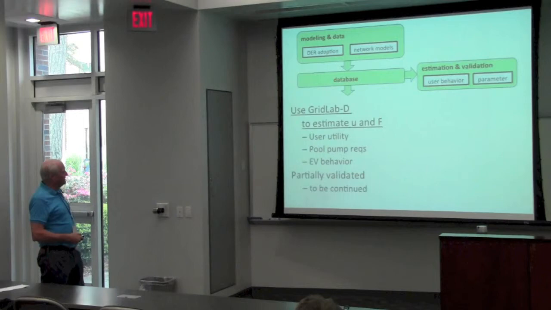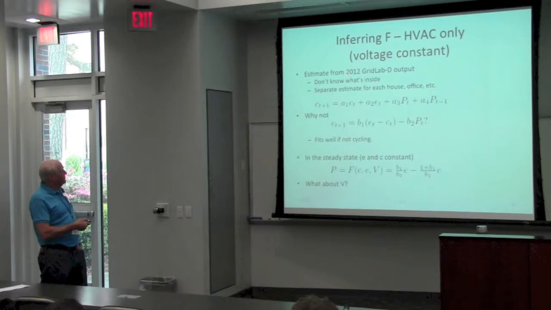So how do we get F? Well, start out assuming the voltage is constant. We can look at the GridLab-D data output.